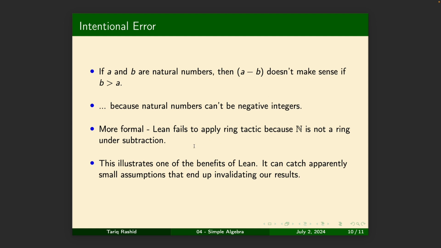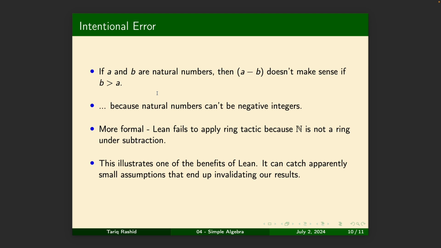So that's good. So more formally, and don't worry if this next bit doesn't make sense in terms of the jargon. If you know the language, great. If not, don't worry. So Lean fails to apply the ring tactic because the set of natural numbers is not a ring under subtraction. That's fancy phrasing for simply saying that if I take two numbers from the set of natural numbers and do a subtraction, the answer is not guaranteed to be in that set.